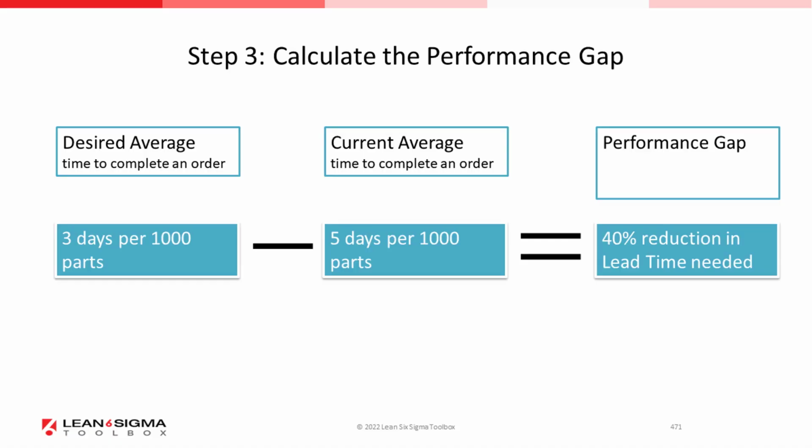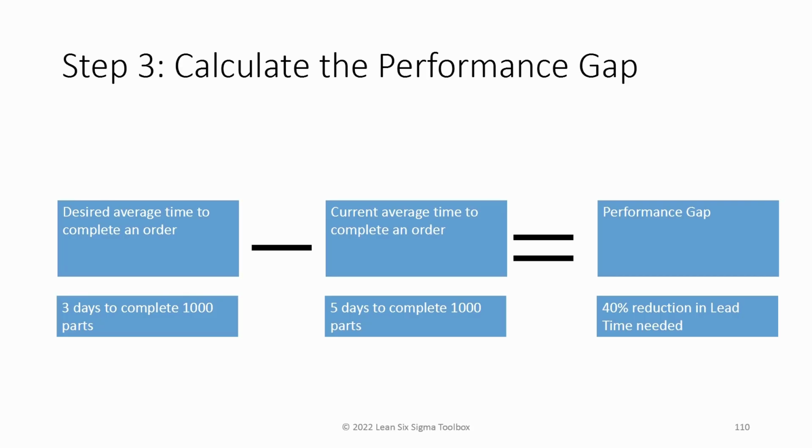Now that we know what our takt time is, we can calculate our performance gap. This is the problem that we need to solve. So we're going to take our takt time, which is our desired average time to complete an order. We're going to subtract the current time to complete an order. That's going to give us a negative gap there if we're slower than our takt time. That's the performance gap that we need to fill in order to improve our on-time delivery and lower our costs.